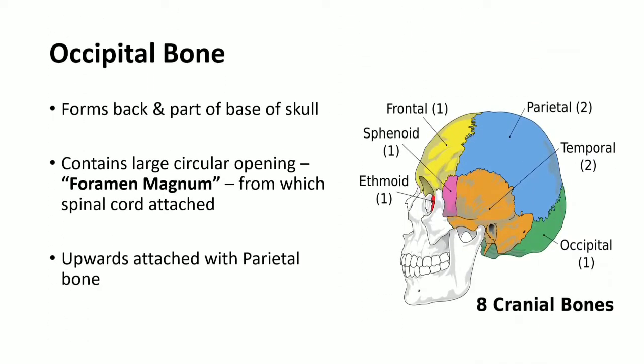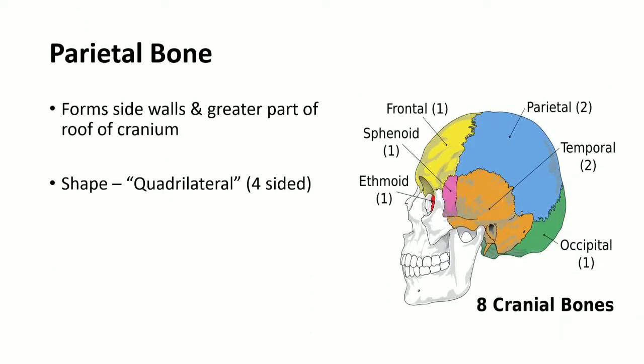The occipital bone is the lowest bone at the back side of our skull. It has one large circular opening, which is called the foramen magnum. From this foramen magnum, the spinal cord is attached. Above the occipital bone, 2 parietal bones are present at both sides of our body. They cover a large area of our skull. Its shape is quadrilateral, meaning it has 4 sides.